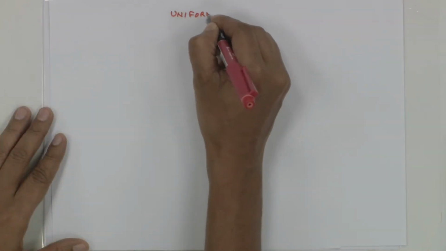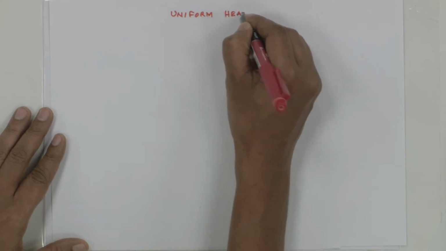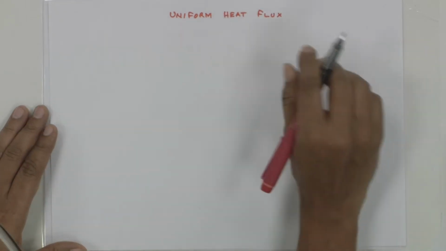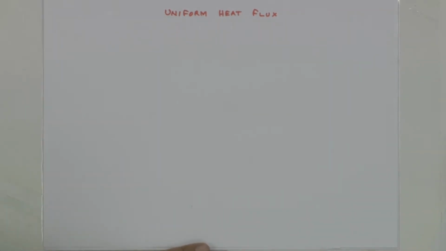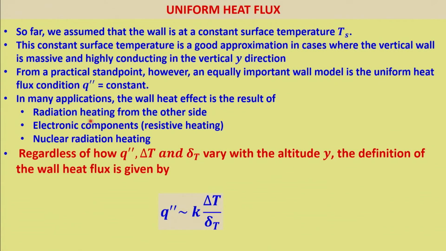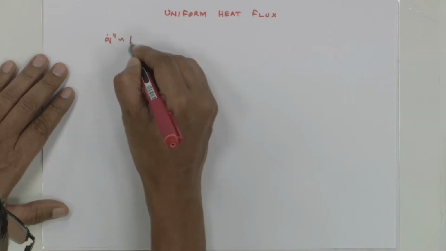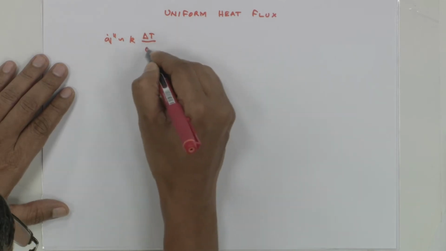Now the only thing we have not done is uniform heat flux. We have done so far the constant wall temperature case. If you see the slides, Q double dash constant we come across for radiation heating from one side, electronic components, nuclear radiation heating; they all constitute a constant heat flux boundary condition. So Q dot double dash is of the order of K delta T by delta.